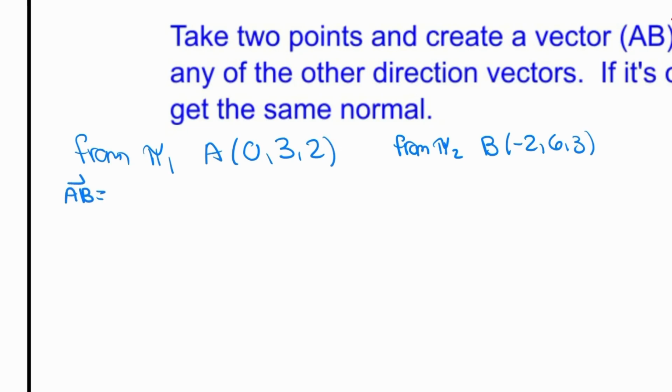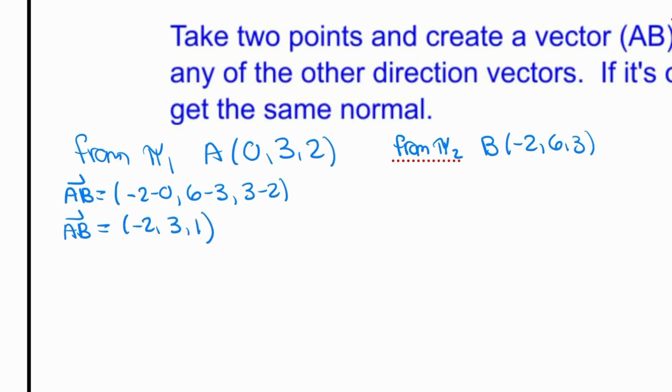So let's get AB. Again, x2 minus x1. So we have negative 2 minus 0, we have 6 minus 3, and we have 3 minus 2. That gives me a direction vector, vector AB of negative 2, 3, and 1.